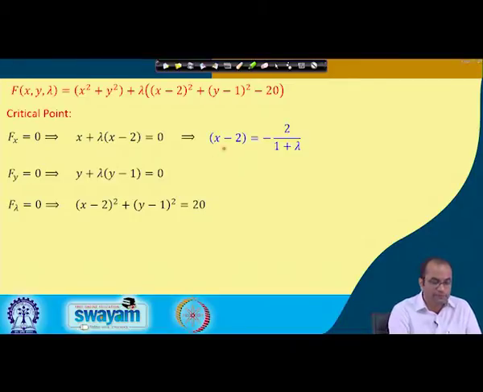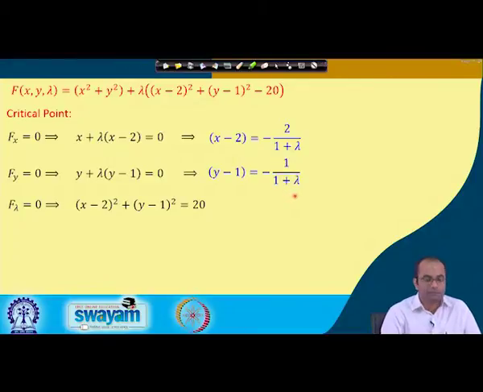So, here we have x minus 2 equal to minus 2 over 1 plus lambda. Similarly, we can get out of this equation y minus 1, which will come as minus 1 over 1 plus lambda, and from the third equation now we can substitute this x minus 2 and y minus 1 here, and we will get an equation in lambda which can be easily solved. So, we have 1 plus lambda is equal to plus minus half. So, from here we got basically lambda.